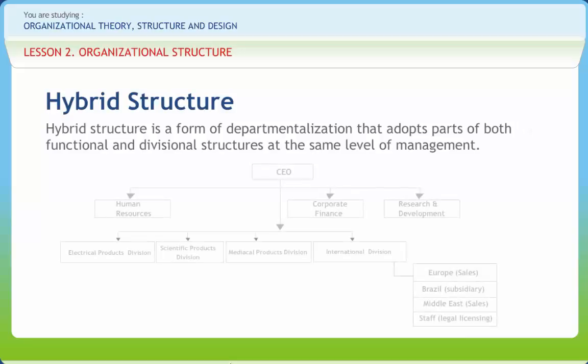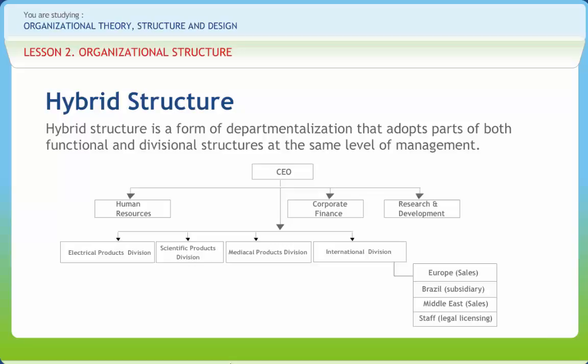Hybrid structure is a form of departmentalization that adopts parts of both functional and divisional structures at the same level of management. It attempts to incorporate many of the major advantages of functional as well as divisional departmentalization. The major advantages are alignment of corporate and divisional goals, functional expertise and/or efficiency, adaptability and flexibility in divisions. Disadvantages of a hybrid structure are conflicts between corporate departments and divisions, excessive administrative overheads, slow response to exceptional situations.